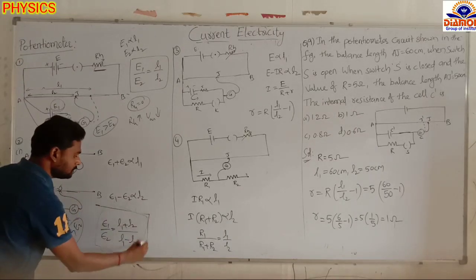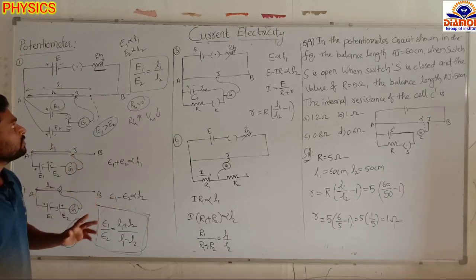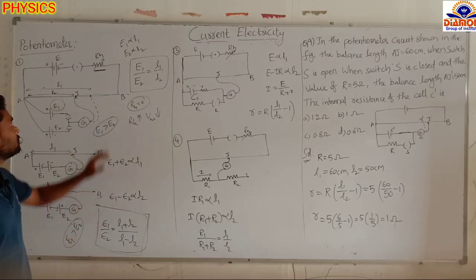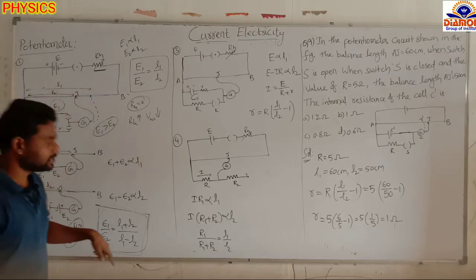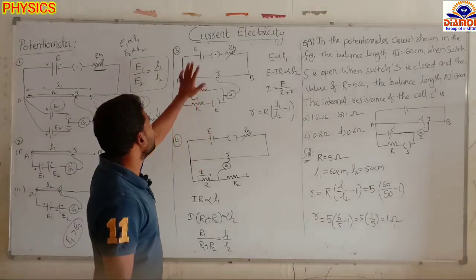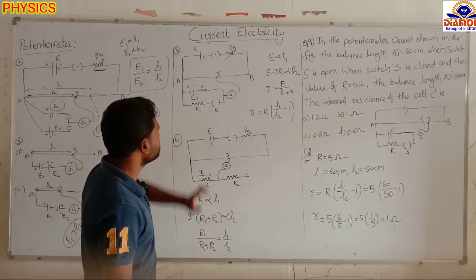So you remember like this, you can do it very easily. That means to find the EMF of two cells, or compare the EMF of two cells, we have two cases, one by one or together. Okay, next, let's see how to find the internal resistance of the cell. To find the internal resistance also we will use a potentiometer.